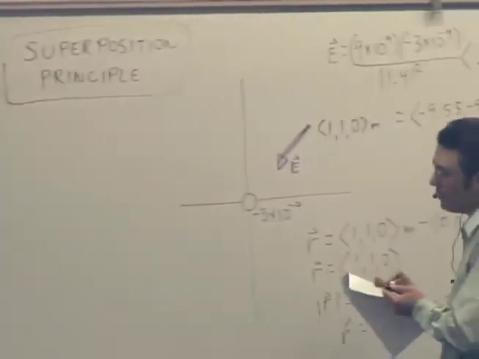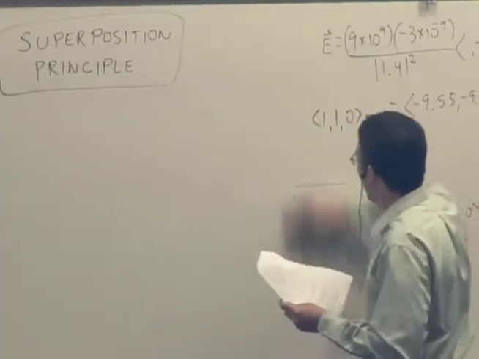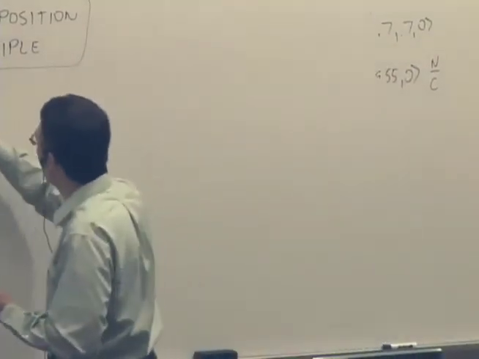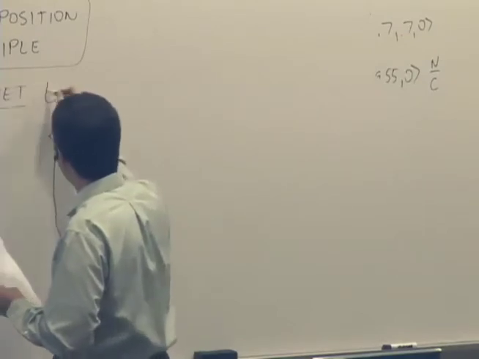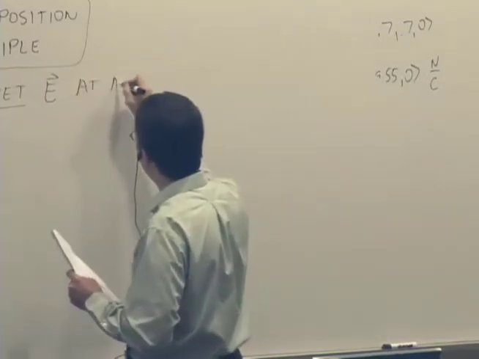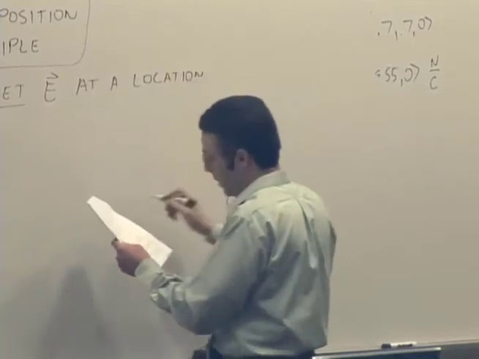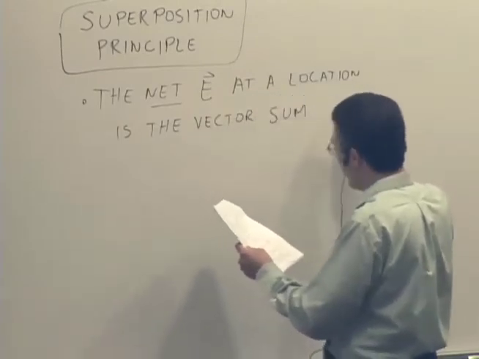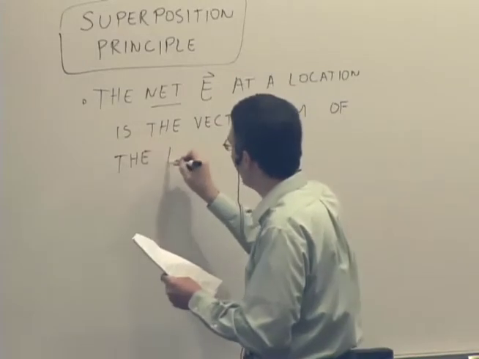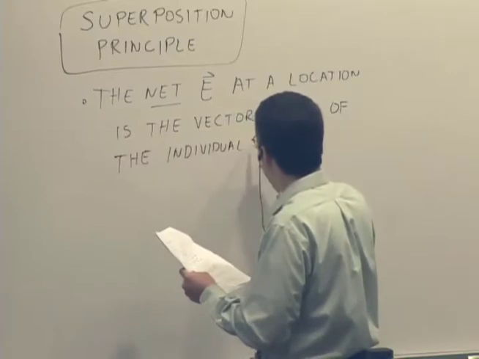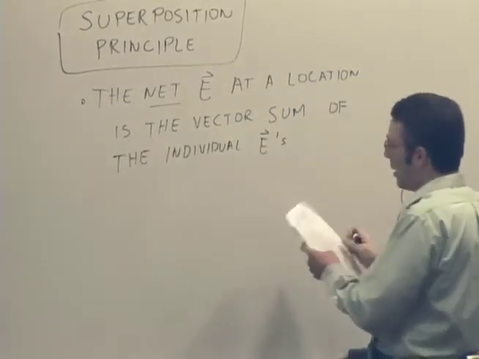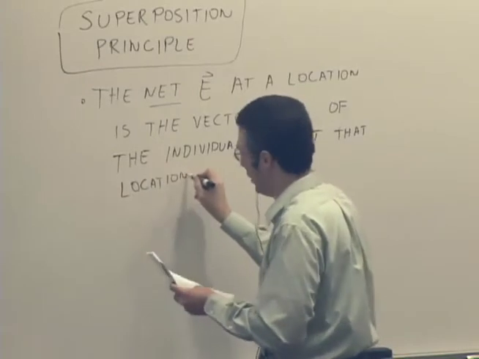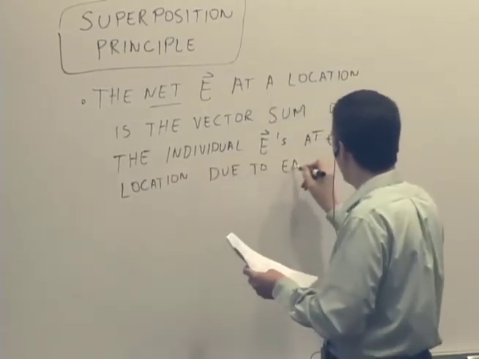Which says two things. First is that the net electric field vector at a location is the vector sum of the individual electric fields at that location due to each charged particle.